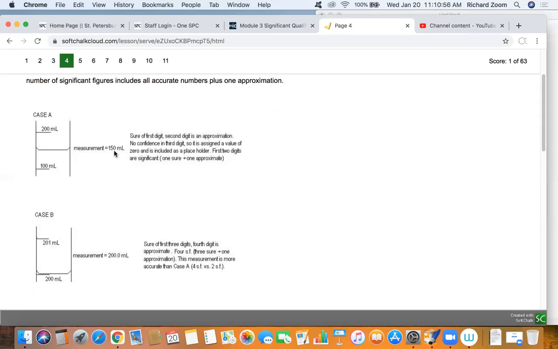The zero at the end is called a placeholder, and that's necessary because we know the measurement can't be 15. So it's 150, but that zero is not significant. Does anybody have any questions so far?